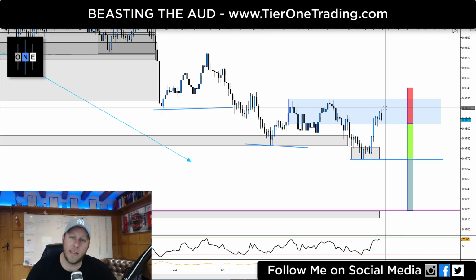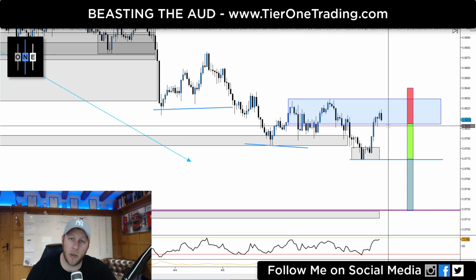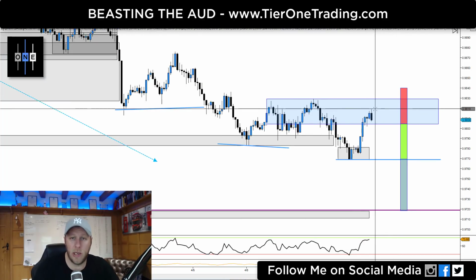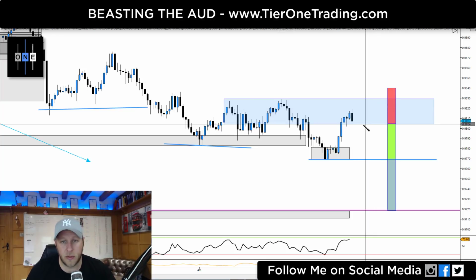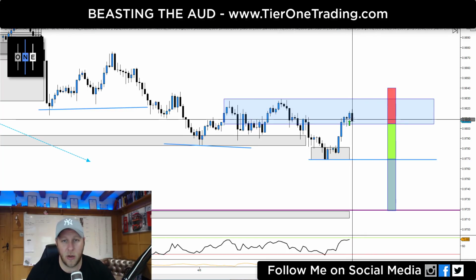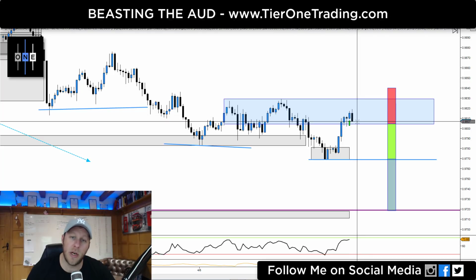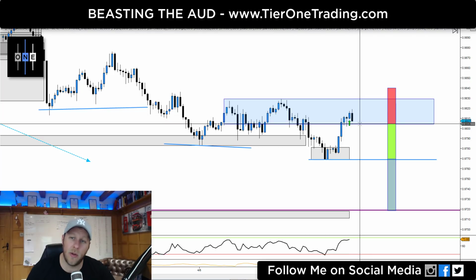So we know where we can enter. We can't enter any lower than this blue box. We're looking for a lower low, lower close candle. Of course, we can see that the low of this candle is at 98.09. So as long as we close below 98.09 and not lower than 98.04, we can enter.